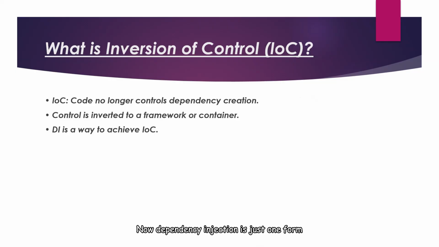Now, dependency injection is just one form of a bigger idea called inversion of control, or IOC. Traditionally, code controls everything. It decides what to instantiate, how to wire things together. But with IOC, we flip that model. We hand over that control, often to a framework or an external entity. So the framework decides when and how things are created. Dependency injection is how we implement this inversion, by injecting ready-to-use dependencies into our class.